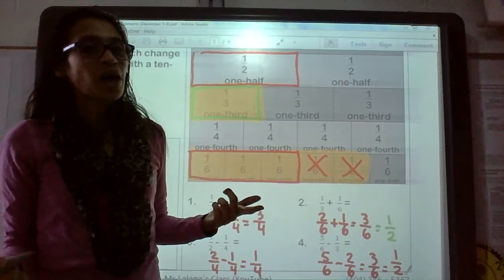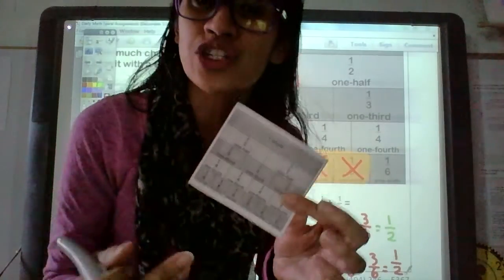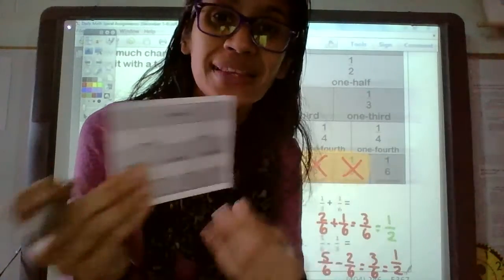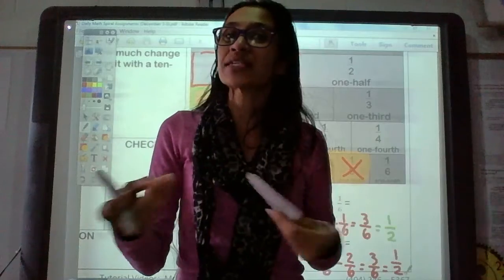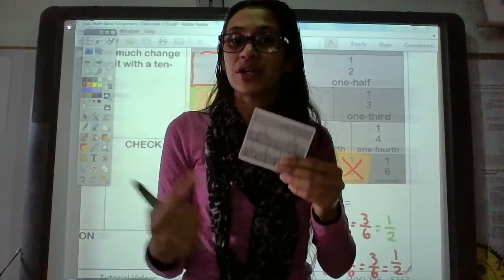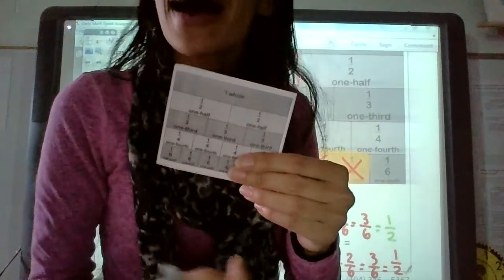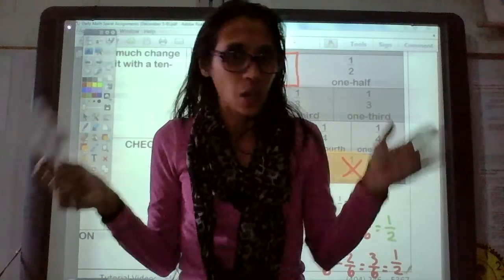If you're still confused about that, go ahead and watch the video again. Cut your fraction bars, cut your strips, and practice making equivalent fractions. Practice adding them together. Practice subtracting them. The key is to make them have the same denominator. Remember, they have to be either all halves, all thirds, all fourths, or all sixths. All right? So we're done with that one.